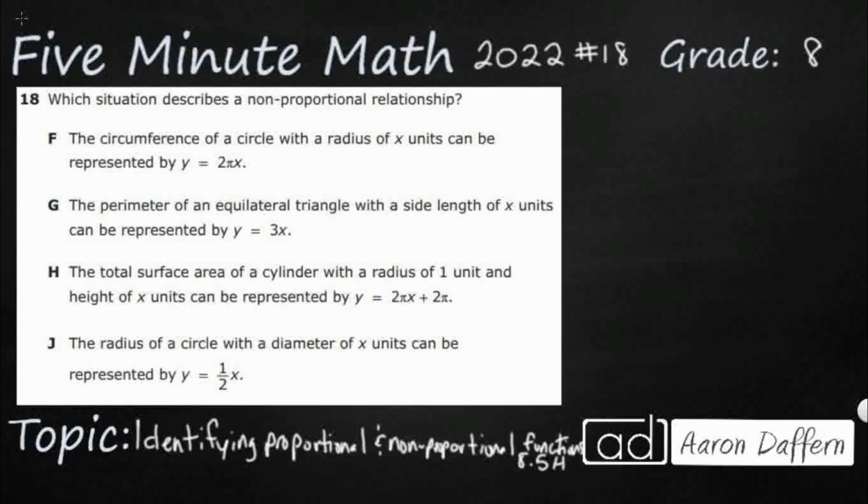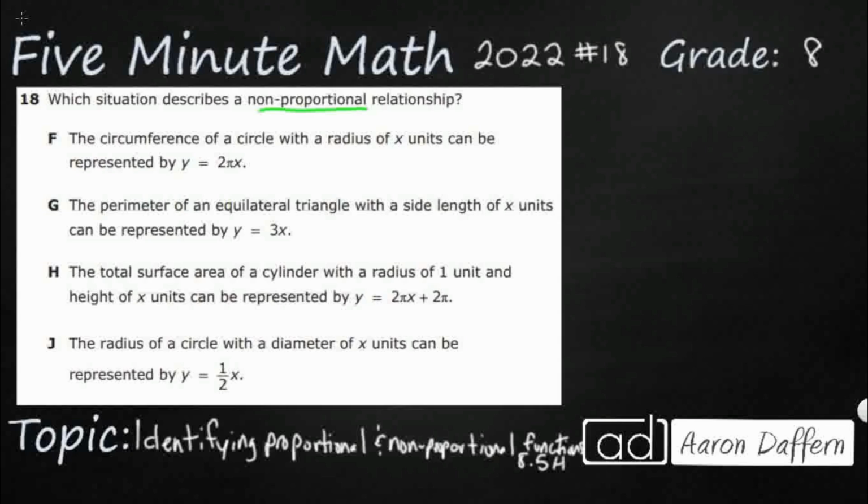So we have 4 different situations here, and we need to find the one that describes a non-proportional relationship. Well, if we don't know what that means, could we try to figure this out without that definition? We'll get to that at the end of the video, but what do we know about this? Well, the circumference of a circle where the radius of x units can be represented by, so you know what, I don't really think we need the words in any of these. I think we just need to look at our actual equations. So let's look at this.